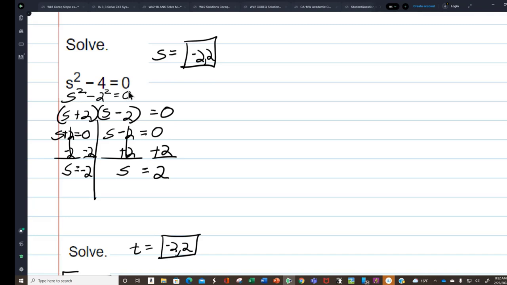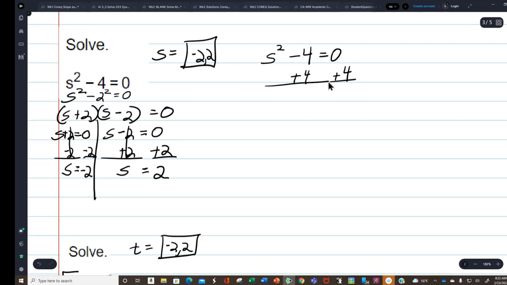However, since 4 is also a well-known perfect square, you probably are familiar with that. You could have chosen at the very beginning to add 4 to both sides, and you would have had S squared equals 4. And you would have taken the square root of both sides with a plus or minus in front of the 4. So we have S equals plus or minus 2, which is S equals negative 2 and positive 2. So you have choices. Choices are nice.